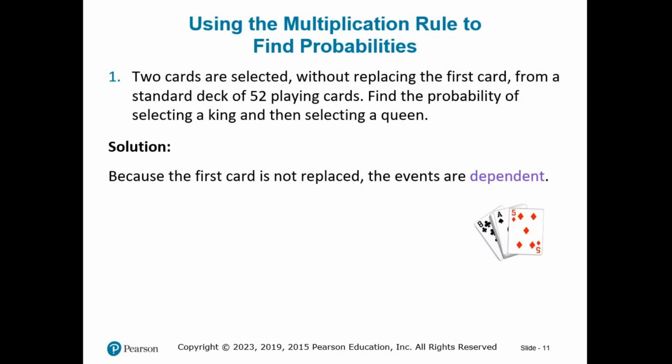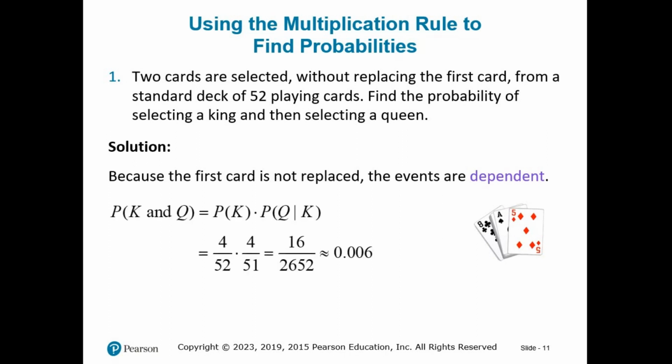Okay, we figured out a little while ago that 4 out of 51 would be our conditional probability. So in total, the probability of selecting a king, not replacing the card, then selecting a queen is 4 over 52 times 4 over 51, which was the probability of getting a queen given that we already drew a king. So 4 over 52 times 4 over 51 gives us 16 over 2652, or about 0.006. Okay, let's try another one.